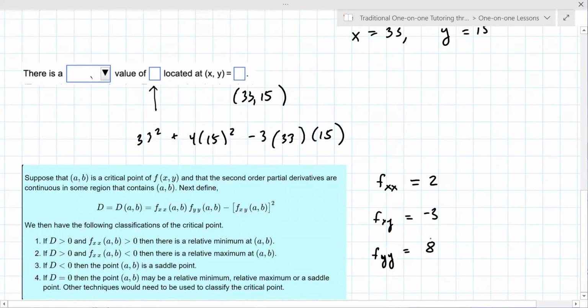Thankfully, these are nice numbers, so we don't have to evaluate anything, but D is going to be 2, that's fxx, times fyy, which is 8, minus -3 squared. So this is greater than 0, which means it's either a min or max. Then we look at the sign of fxx. fxx is greater than 0, so this is a relative min, it looks like. That finishes this off. Let me calculate this if you haven't done that already.